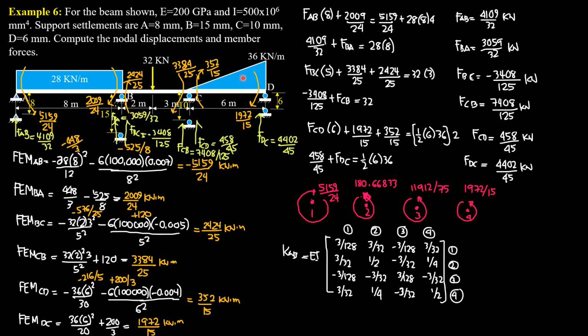So the nodal load at C is counterclockwise, positive, 11912/75. Finally, at D, node 4, the net fixed end moment is clockwise, so the nodal load is counterclockwise, and the value is 1972/15, which is treated positive.